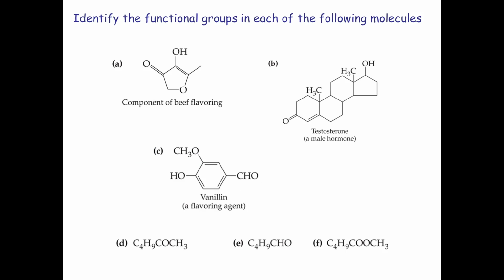Okay, so let's test your memory on a few of these things. I'm not picking on you, but let's try to let everyone get a chance to answer. This is to test everybody. What do you see in that first molecule? That molecule at the top left, labeled A, is one of the components to give beef its flavor, whether you like it or not. What functional groups do you see there? There's quite a few.